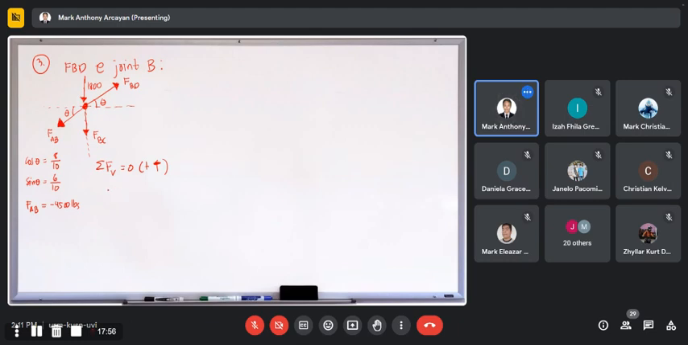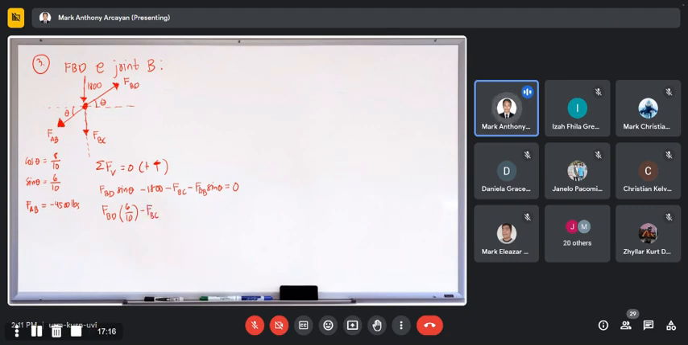So we have FBD sine theta, then minus 1,800 minus FBC minus FAB sine theta is equal to 0. Our unknown internal forces are FBD and FBC. So first, isolate on the left side: FBD multiplied by sine theta, which is 6/10, minus FBC.